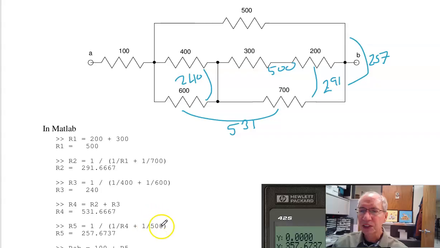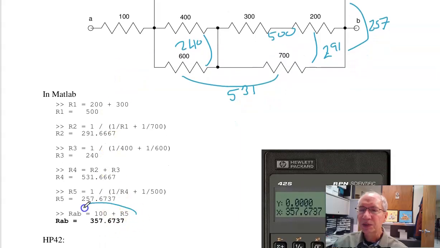Again, take the inverses, add them, take the inverse of the answer. And finally, 100 is in series, add 100. The total is 357.